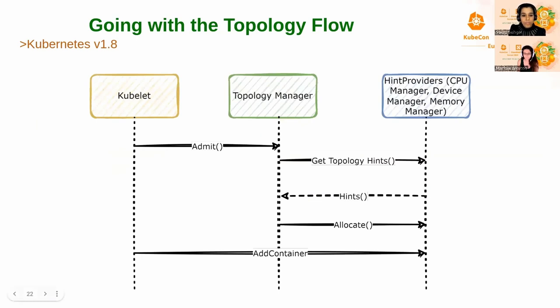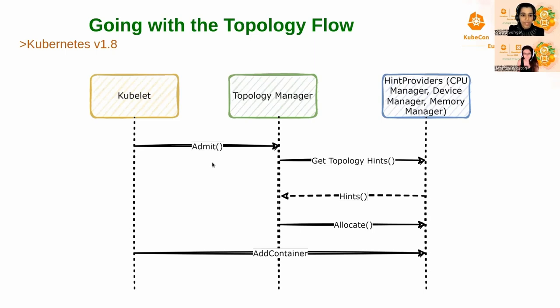So topology manager comes into picture when the pod is being admitted on the node. It works with other resource managers, which are also called hint providers, as they provide hints. These hint providers are used by topology manager along with the configured policy to align those resources and reject if the pod cannot be admitted.